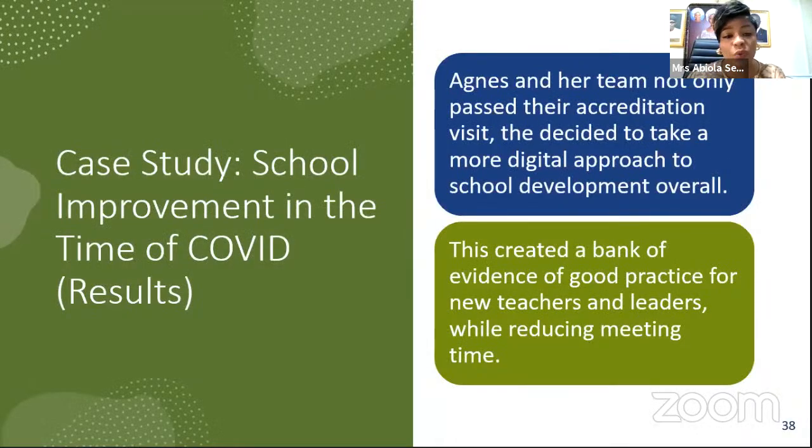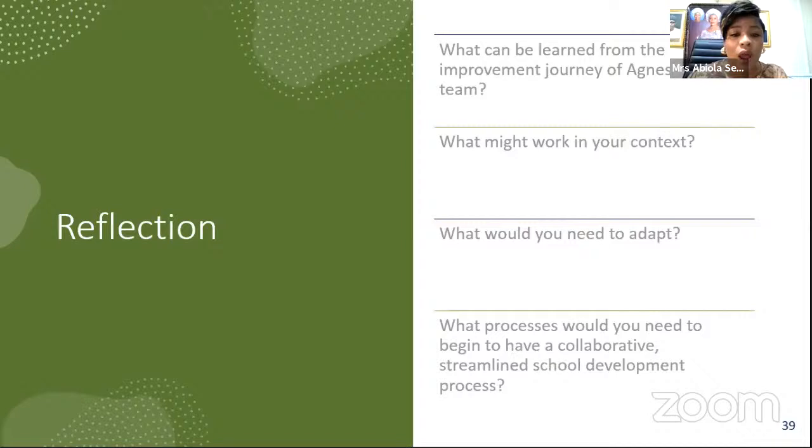So this one, we're not going to go through this one. So just move through this case study. All right, so these are just questions you can think about. What can be learned from the school improvement journey of Agnes and her team? What things can you take away? What things have you maybe already been doing? Many schools have been doing wonderful things during this time of COVID. Public schools, private schools, high-ranking schools, low-tier schools.